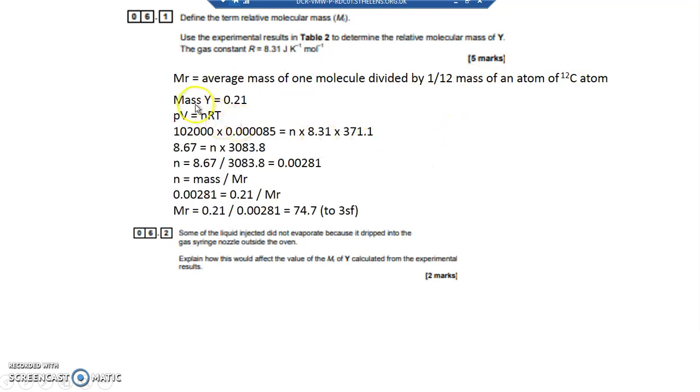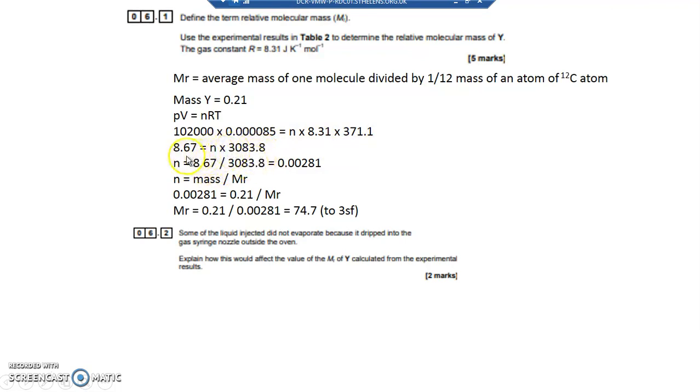Okay, the next stage is that you've got the mass of Y and PV equals nRT. I've put the number in for P, 102,000. I've put the number in for V in metres cubed, 0.00085. n is the number of moles of Y. 8.31 is my gas constant, and 371 is my temperature in Kelvin. So I'm just going to multiply these out now. So 102,000 multiplied by 0.00085 is 8.67. n is remaining the same. 8.31 multiplied by 371.1 is 3083.8.